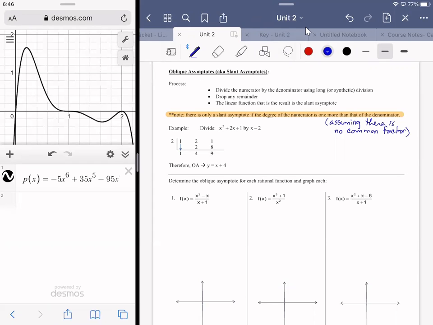All right, because there could be a common factor that simplifies the expression down away from being a fraction. If that's the case, then it's something else, which we'll get to in a few minutes. All right.